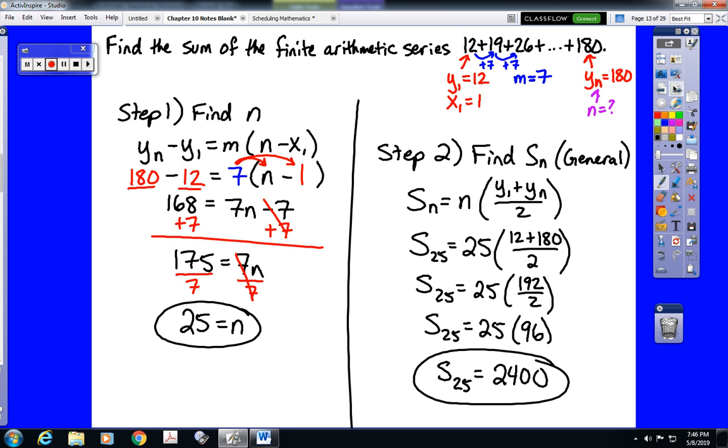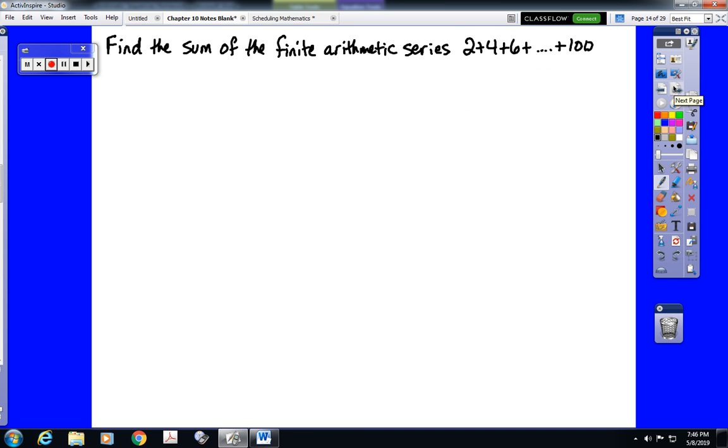Let's do another one. So here's the next one, same idea. We know the first term, y1 is 2, which means x1 is 1. We know the last term, y sub n is 100. And we know the common difference, it's increasing by 2. So m is 2. We do not know n. So our first step, step 1, is we need to find n.